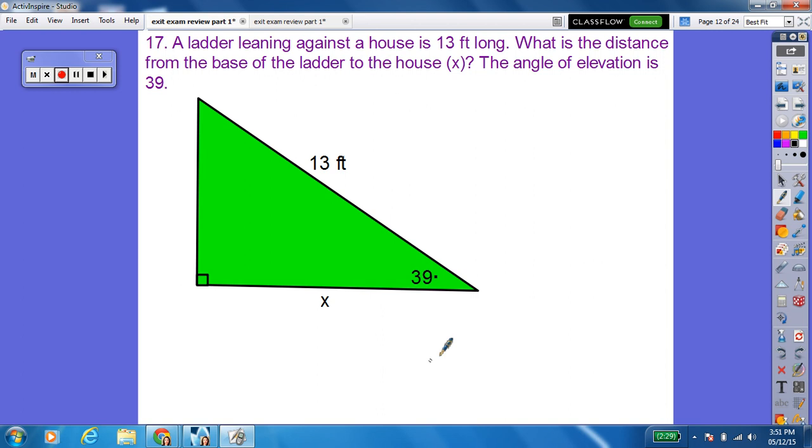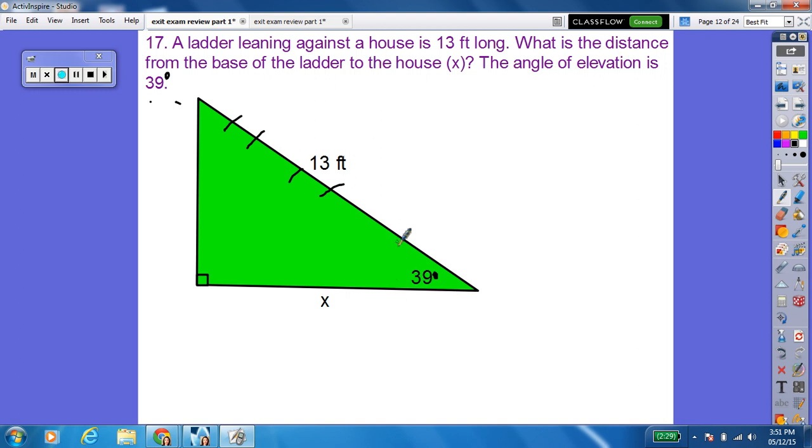Here we have a problem. A ladder leaning against a house is 13 feet long. So here's our ladder, and here's our little house over here. It says, what is the distance from the base of the ladder to the house? So we want to know what's this distance here. The angle of elevation is 39 degrees. So I'm going to put my little degrees there.